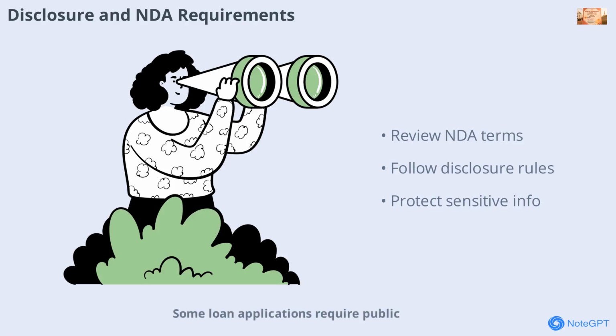Some loan applications require public disclosure forms and non-disclosure agreements, NDAs. These documents protect both the applicant and the agency by outlining what information can be shared and what must remain confidential. Always review these requirements carefully and ensure you comply with all disclosure and privacy guidelines.